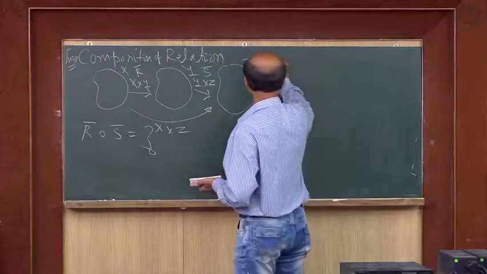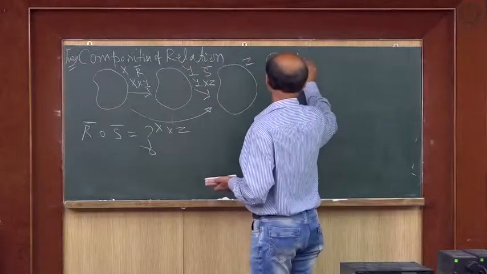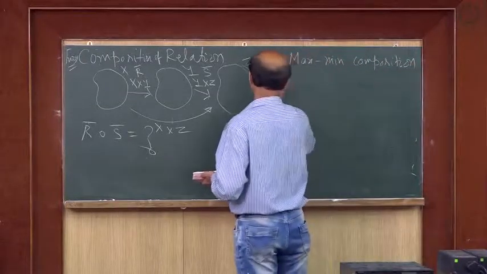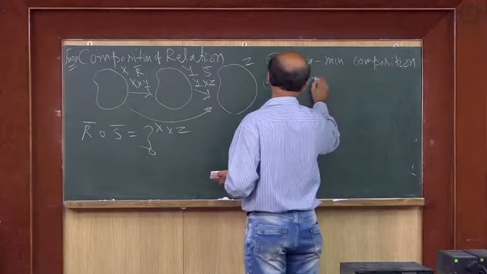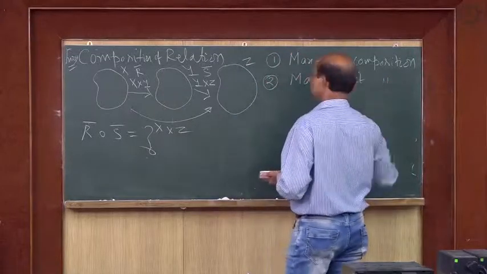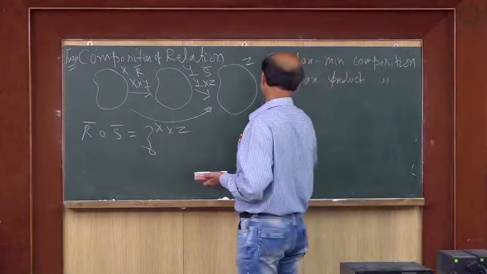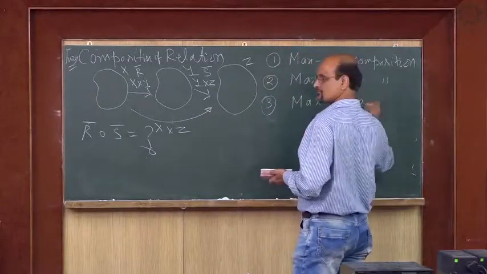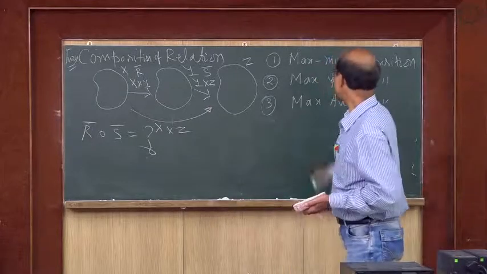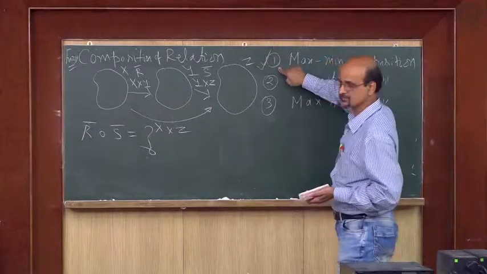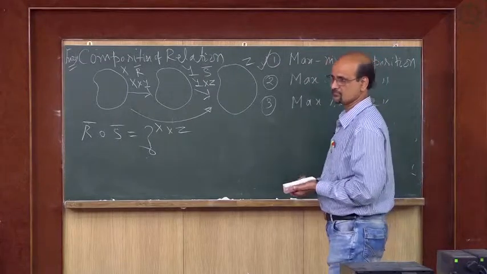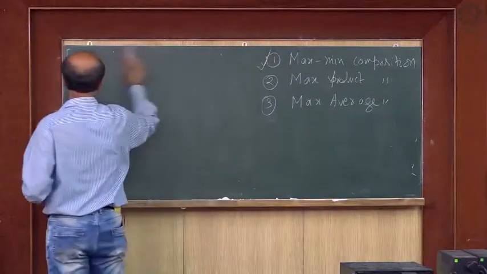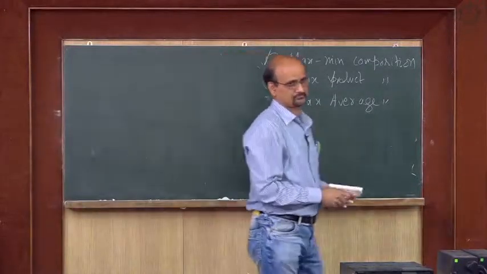So, first one is called max-min composition. Second one is called max-product composition. Third one is called max-average composition. And in general, practically we use the max-min composition. So, let us do that. What is your max-min composition?